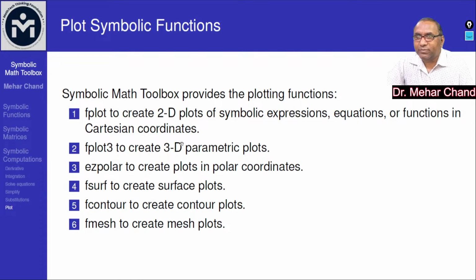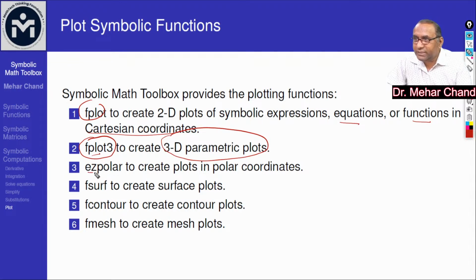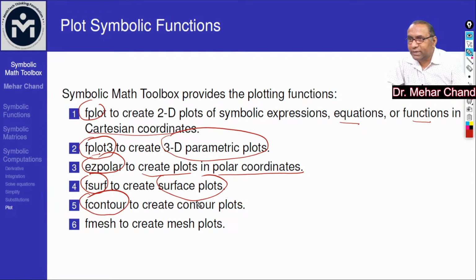So we have very little time. I will take only 5 more minutes. These are very simple plot functions for symbolic expressions, equations, and functions in Cartesian coordinates. Then fplot, fplot3, and ezpolar. To create a plot in polar coordinates, we use this function. For surfaces, fsurf, we use these inbuilt functions. fcontour is used to create a contour plot, and fmesh is used to create the mesh plot. So these are inbuilt functions and very simple to use. I am showing you some examples for the use of this.